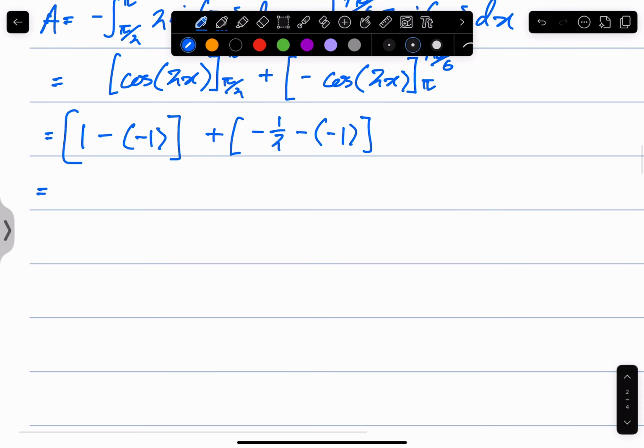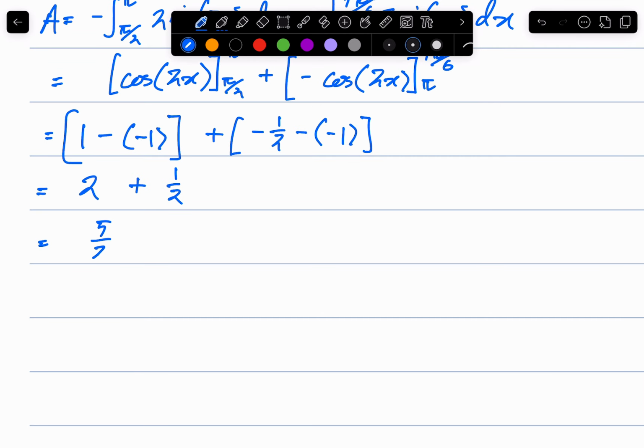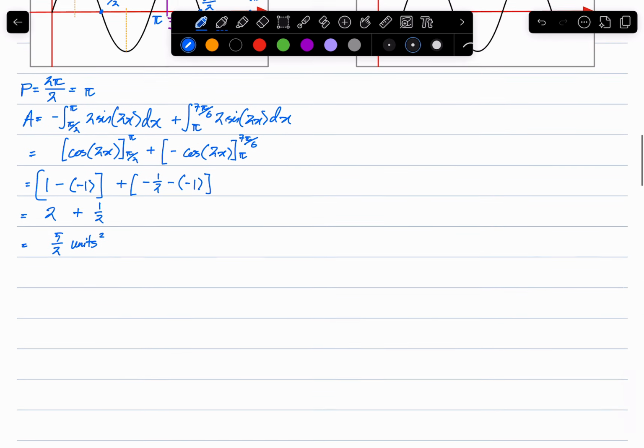Then evaluating everything here, this will give me 2 plus, this gives me positive 1 minus half. Positive 1 minus half is a half. This gives me 2.5, which I'm going to write as 5 on 2. And since this is an area, we do units squared.